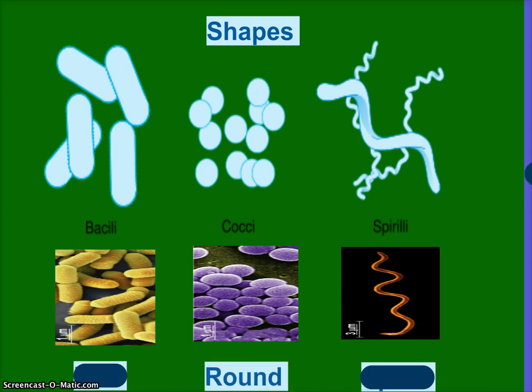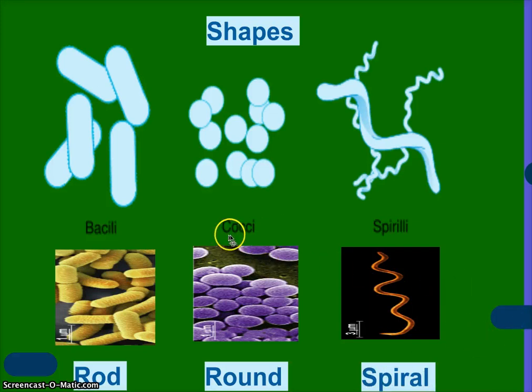Good. And you guys had bacillus. You had anthrax, right? What shape does the bacteria that causes anthrax look like? Like a pole, like a pill. It's rod shaped. Good. And then spirilli looks like what? That one's easy to remember. Like spiral, right? Spiral, spirilli.